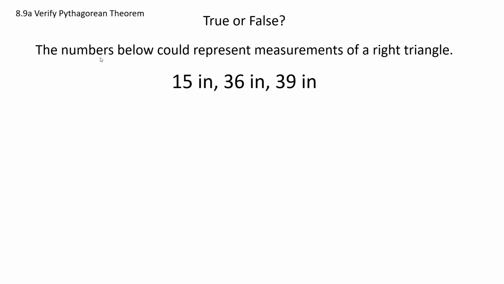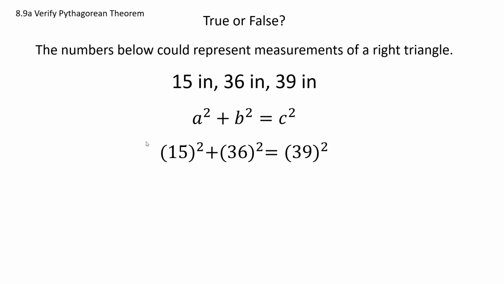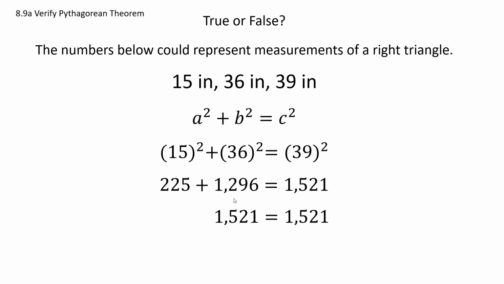True or false? The numbers below could represent the measurements of a right triangle. We're going to utilize Pythagorean theorem. We're going to do the old a squared plus b squared equals c squared. We're going to substitute. Your two smaller sides are going to be a and b. Your longest side is going to be c. And you're going to work it out. You're going to see these two squared, that's squared. Do they add up to the same thing? They sure do. Therefore, this is going to be a right triangle. This is true.